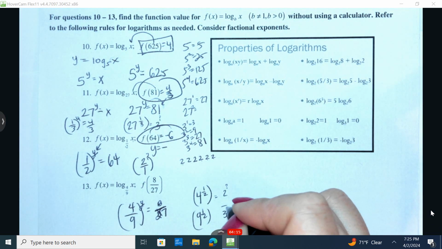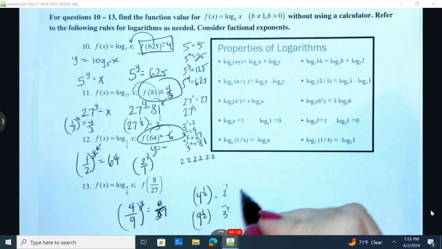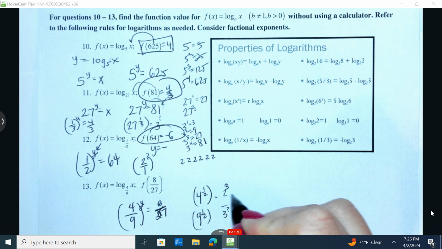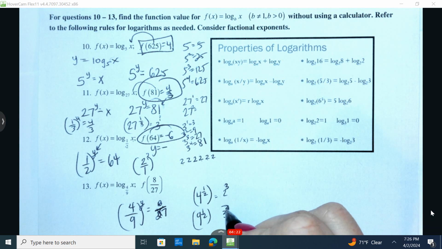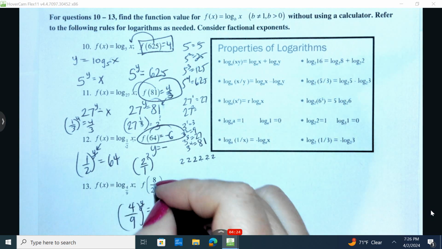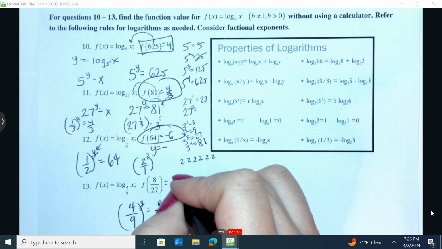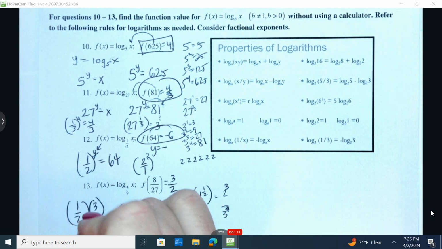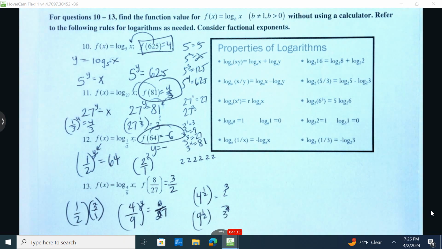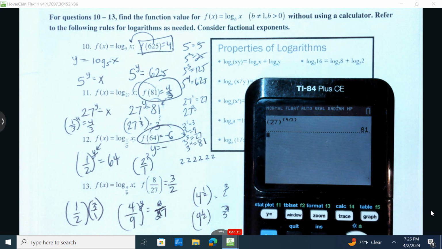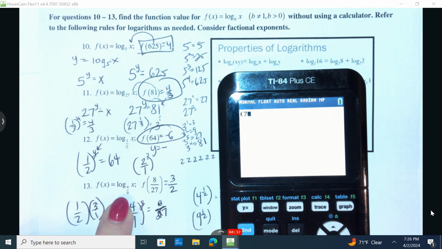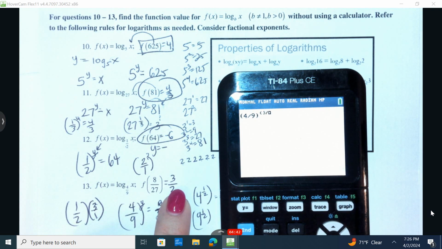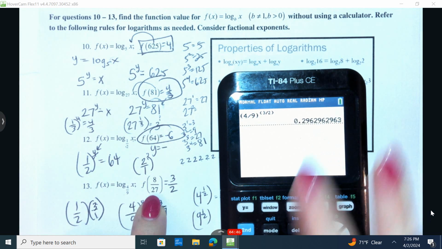Now, could I raise it to another power to end up with 8? 2 to the 3rd power is 8. 3 to the 3rd power is 27. So I believe that the correct answer here is 3/2, because I'm going to take it to the 1/2 power and then to the 3rd power. So 3/2. Now let's make sure that's right. I can prove to you that's correct by taking 4/9 and I'm going to raise it to the power of 3/2. And let's see if I end up with an answer of 8/27. Okay, well that means nothing to me.